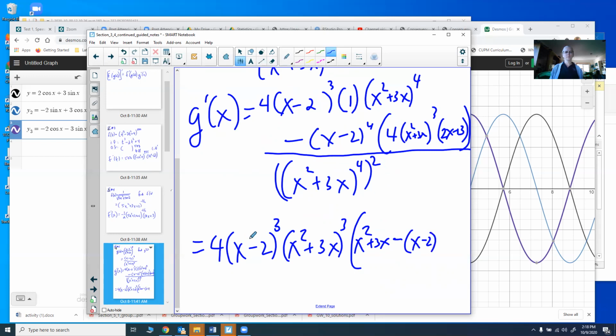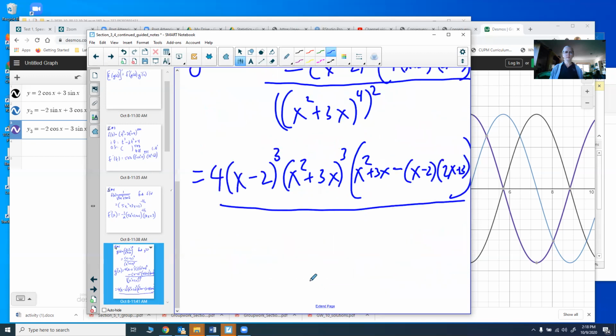I took out the 4, took out x squared plus 3x to the 3rd, took out all 3 of them, so they're all gone, but I still have this 2x plus 3 all over the bottom squared. And so I'm going to have x squared plus 3x. And remember what we do here is we multiply the exponents, so to the 8th. But then I notice I have an x squared plus 3x to the 8th down here and 3 of them up here, so we can cancel. So these 3 will cancel and leave me 5 here.